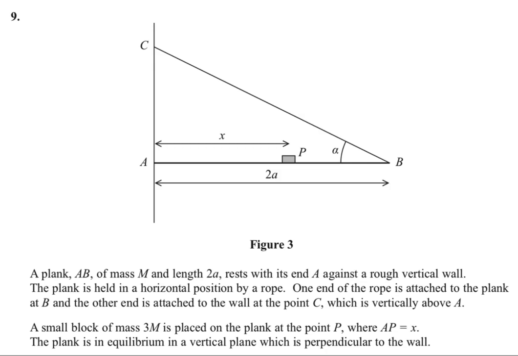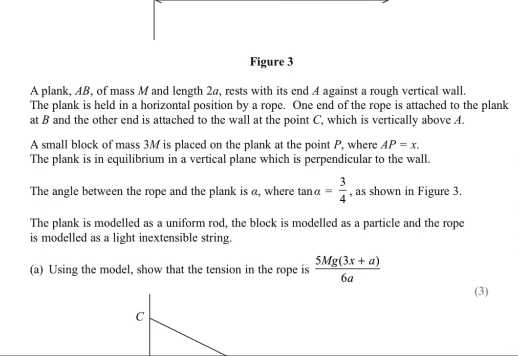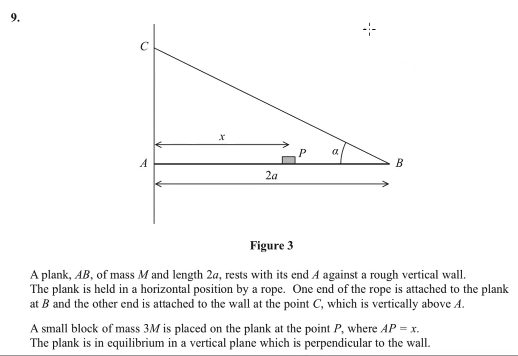Question 9 is a moments question. We can tell it's a moments question when they start giving you lengths on your diagrams. That's a really big giveaway. Notice we've got another alpha, and if I scroll down a little bit, we've got that tan alpha is 3/4 again. So in the same way that when tan alpha was 3/4 in the other question, we knew that sine alpha was going to be 3/5 and cos alpha is 4/5, we can do the same thing here.